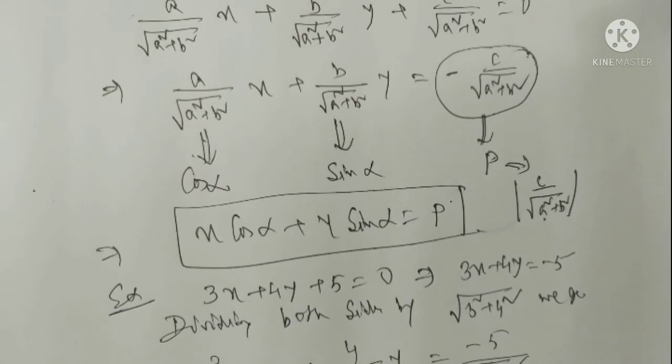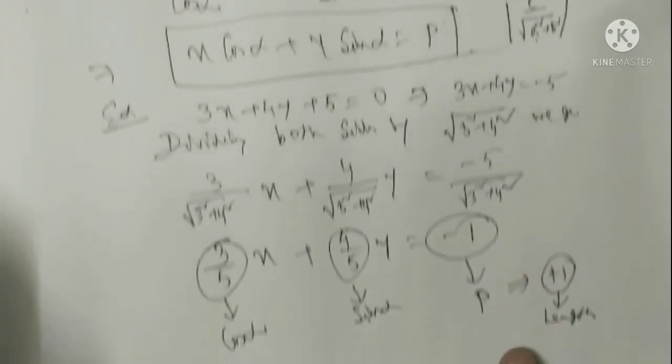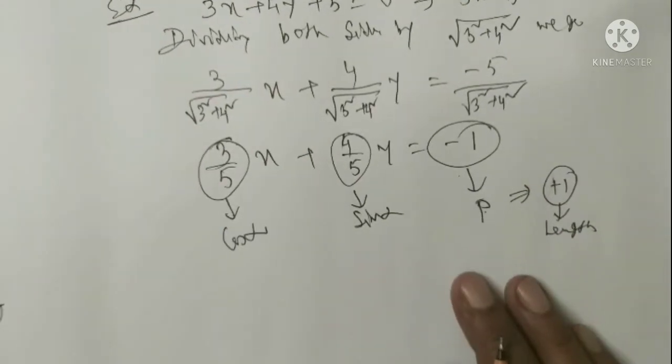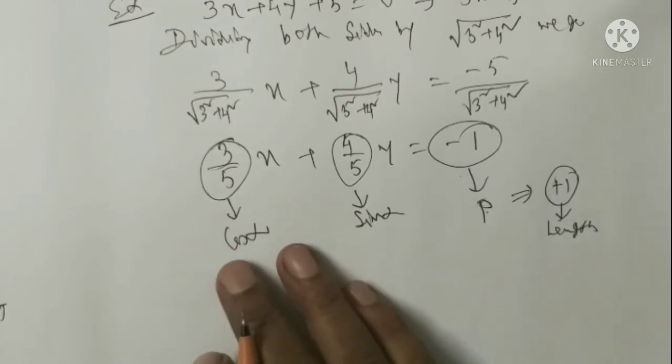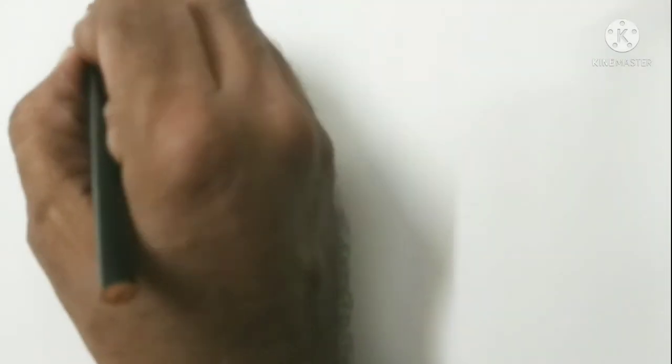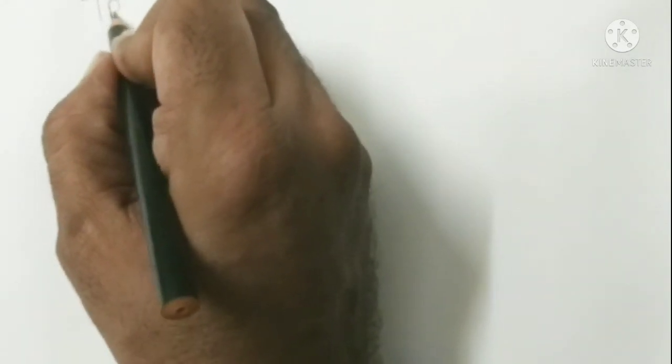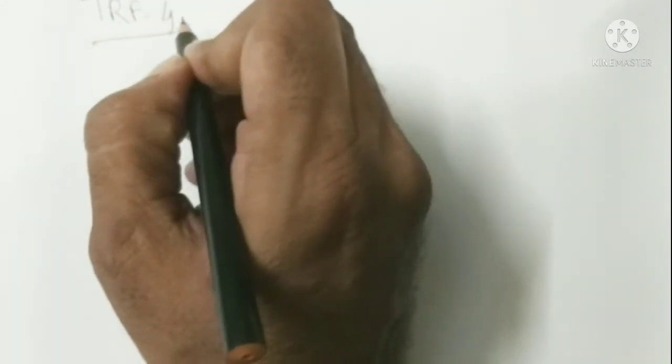This is the cos alpha form, this is the sin alpha form, and this part will be p, and p is here only 1, because it is a length. Whenever we consider it meaningfully, it will be p equals 1. Now transformation 4 has been completed, transformation 3 has been completed.